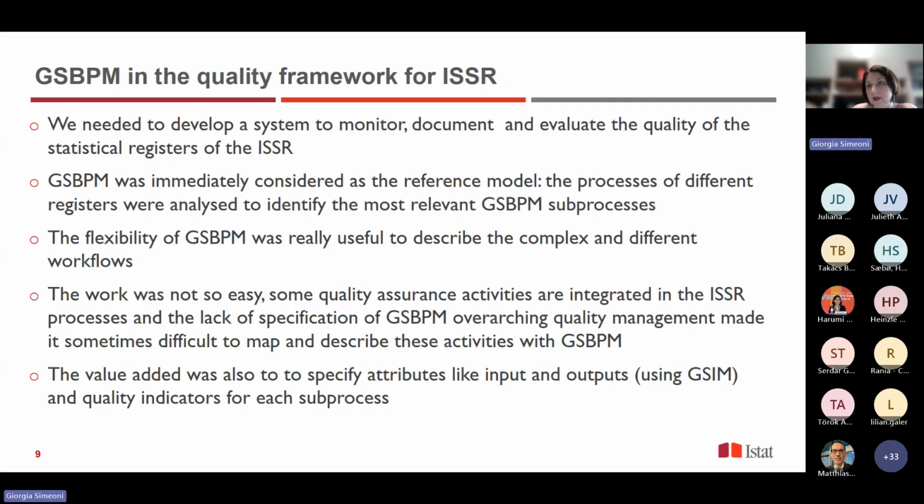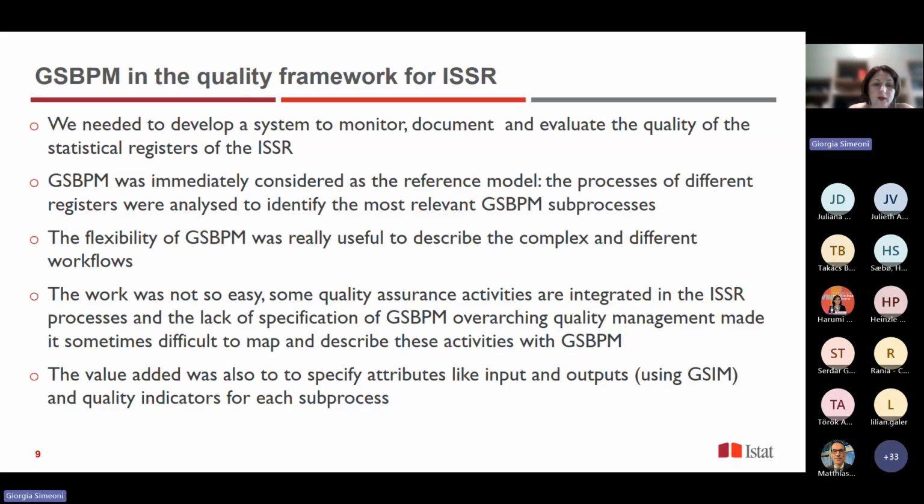Very often there was some going back and forth in the different phases of GSBPM. We have different workflows for different variables and so on. The work was not so easy. We found that some very important activities that were performed in the creation of registers were missing, or at least not well explicit in GSBPM, because they were probably included in the overarching quality management process. And this is maybe the reason why we are committed to trying to improve this part.